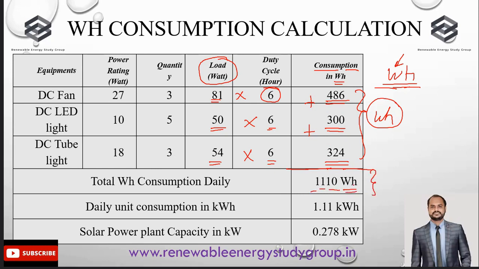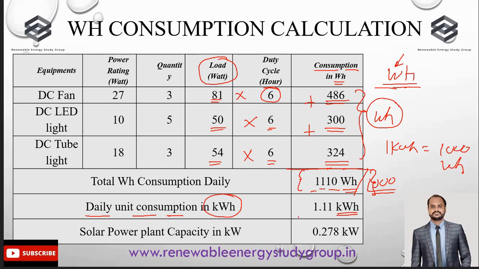So this is the overall consumption of the consumer on a single day. We divide this value by 1000, so we get this value in terms of kilowatt hour, because 1 kilowatt hour is equivalent to 1000 watt hour. That is why we have to divide it by 1000. And from this, we get the daily electricity consumption in terms of kilowatt hour, that is 1.11 kilowatt hour.